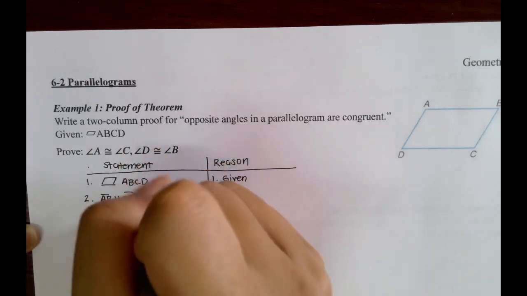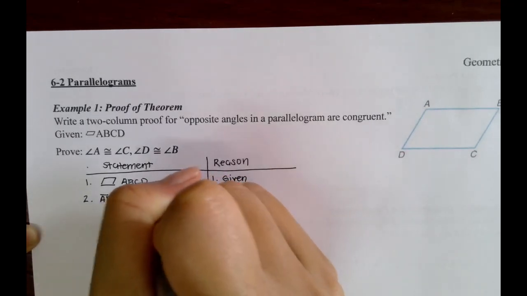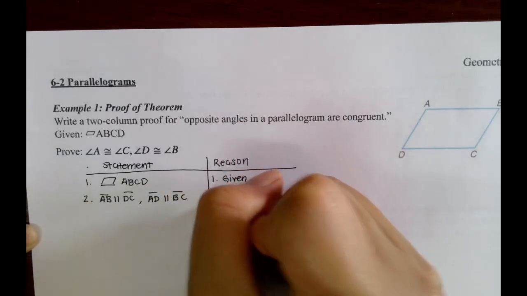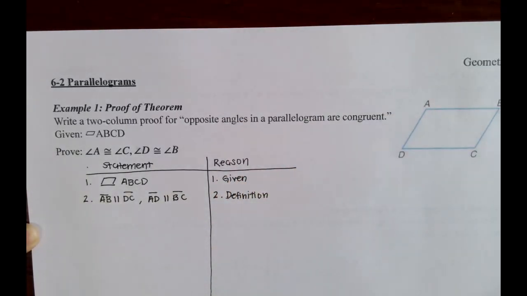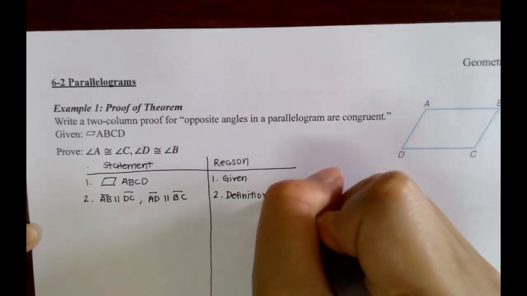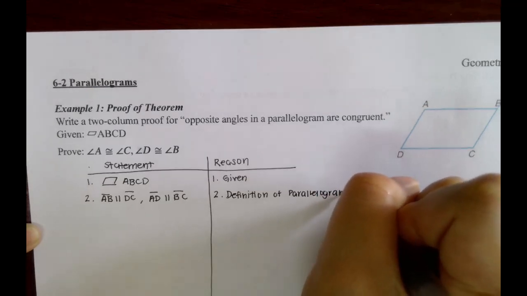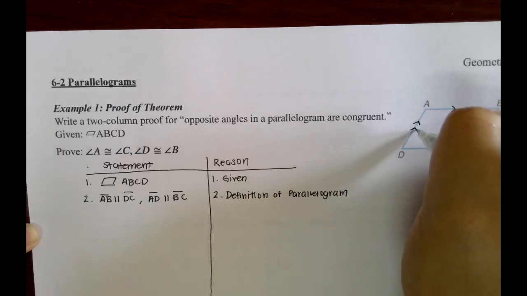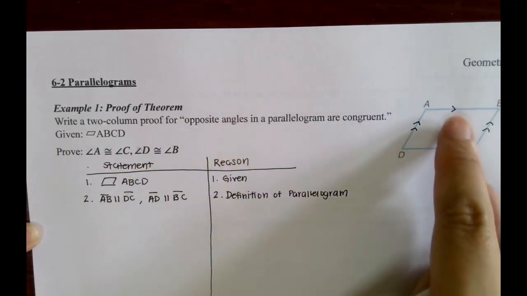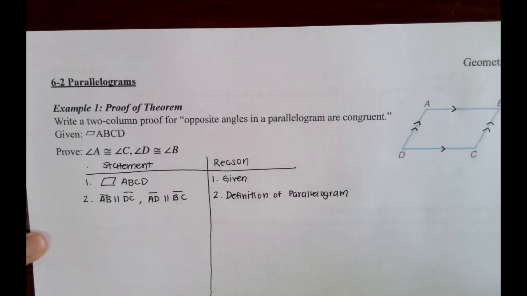And I know that AD is parallel to BC. And I know that because that's the definition of a parallelogram. A parallelogram has two pairs of opposite sides that are parallel. Definition of parallelogram. So I'm also just going to label my picture. So AB and DC are parallel, and AD and BC. Right? So these two are parallel, indicated by the one arrow, and then these two are parallel, indicated by the two arrows.